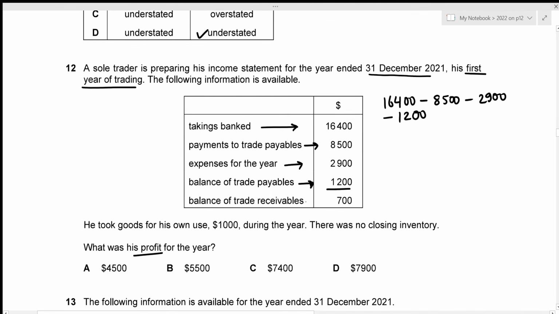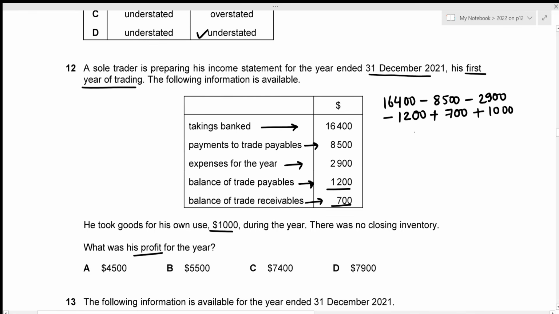Then we have balance of trade receivables, and trade receivables relate to credit sales. And again, remember that this is his first year of trading, which means that this amount of 700 relates to the credit sales made in this year. And be it credit or cash, sales are always added while figuring out the profit. So we're just going to add this amount of 700. Okay, then he took goods for his own use, 1,000 during the year. So these are the drawings. And whenever we're trying to figure out profit, drawings should always be added. So we're just going to add this amount of 1,000.